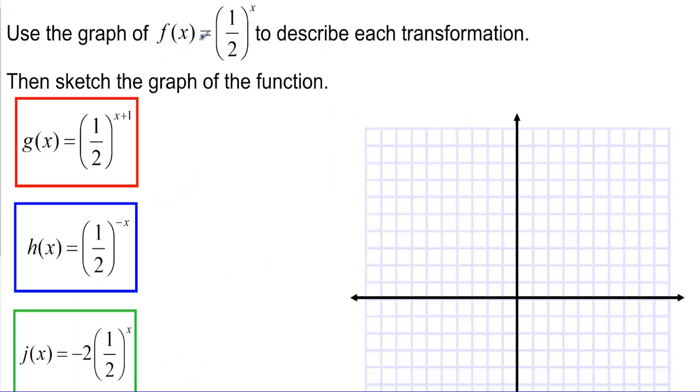Use the graph of f of x equals 1/2 to the x to describe each transformation. Well, let's look at 1/2 to the x. If you have 0, that's 1. 1 is a half. 2 is a fourth, 3 is an eighth, and then negative 1 would be 2, negative 2 would be 4, and negative 3 would be the one that's all the way up to 8. So this is leveling out as you go to the right, and then as you go to the left, this is shooting up to infinity.